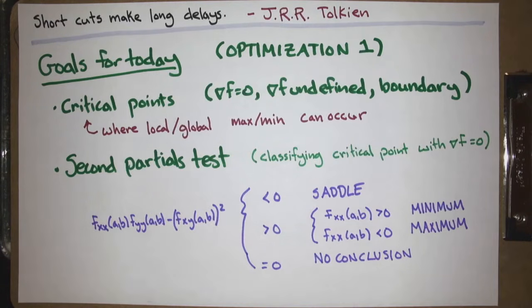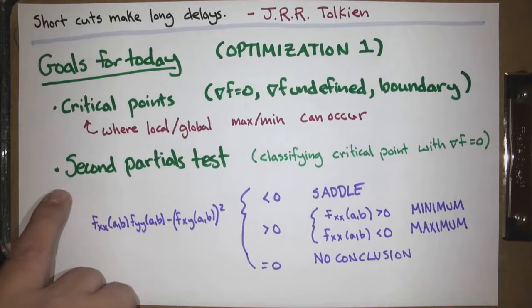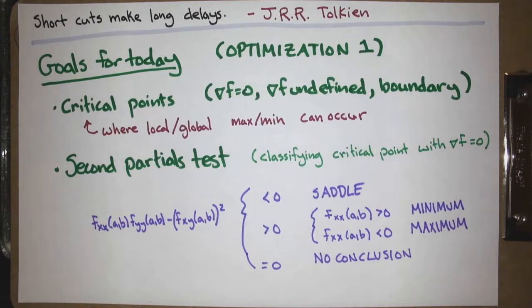Now the next thing is like, well, we found a critical point, but what is it? Is it a max? Is it a min? Is it something else? So that gets into classifying, our classification. So we need a way to test. And so that's what we're going to do. It's called the second partials test. And there's a procedure. You compute a number, and then you interpret that number.